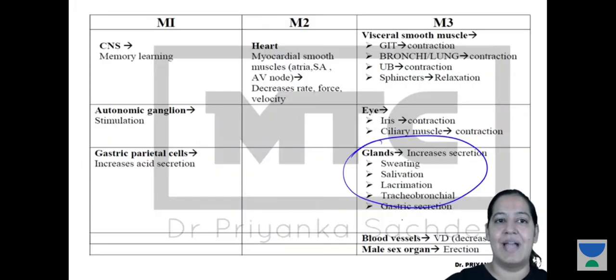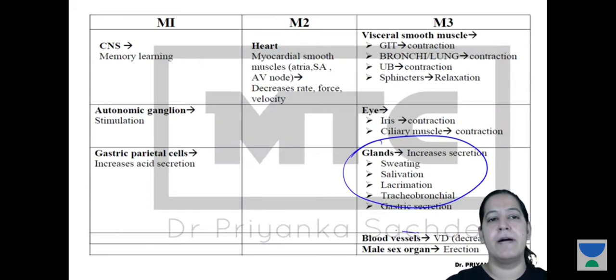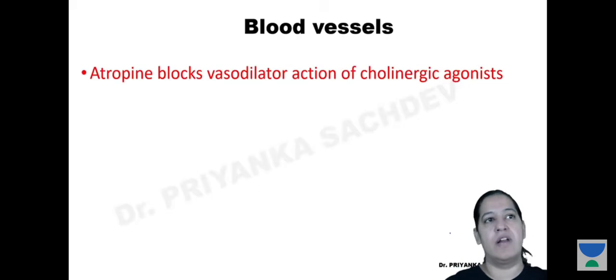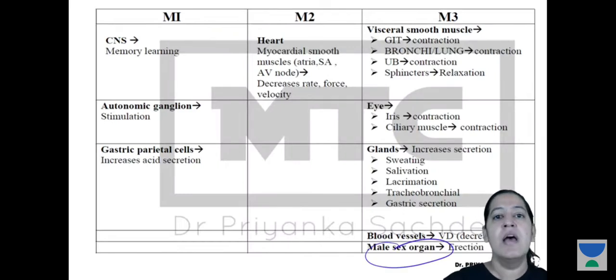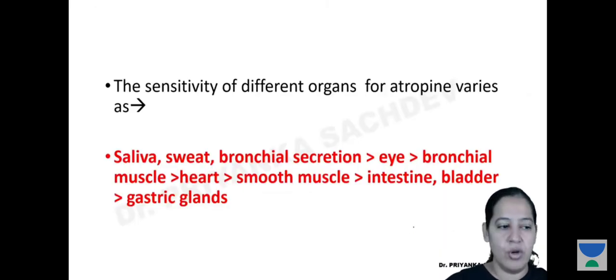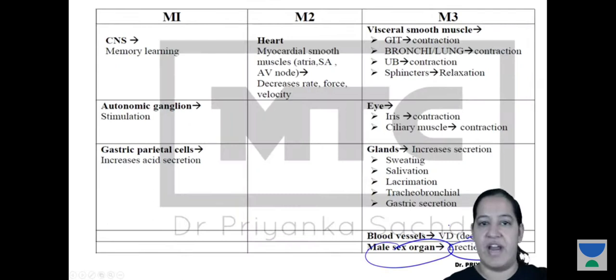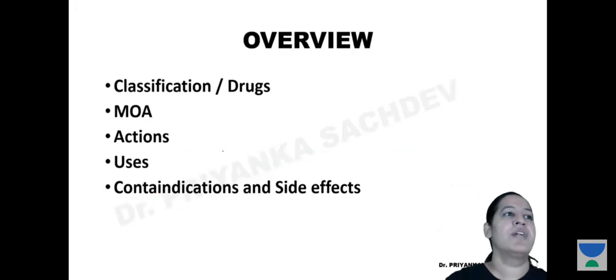Coming to the next thing, blood vessels. Normally acetylcholine was doing vasodilatation. They will do the reverse, vasoconstriction. So these are vasoconstrictors, you can say. And last is the male sex organ. They reverse erection. Acetylcholine was doing erection, they will do the reverse of erection. They will inhibit erection, you can say, but this property is of no utilization. Done. So that is all about it. I'm done with the actions.